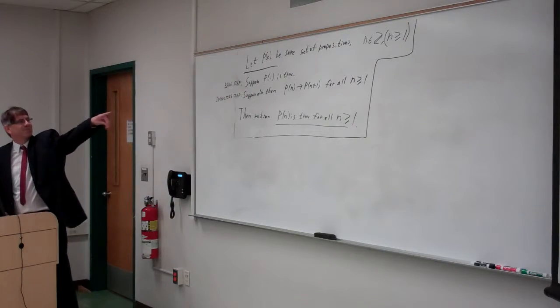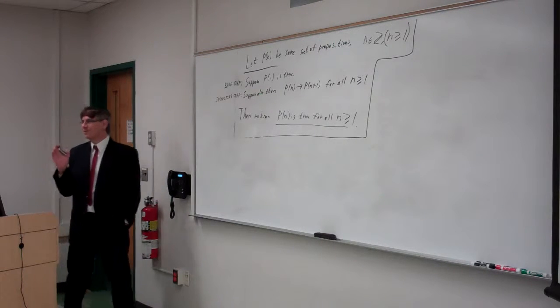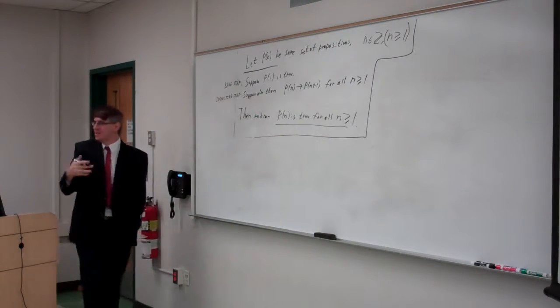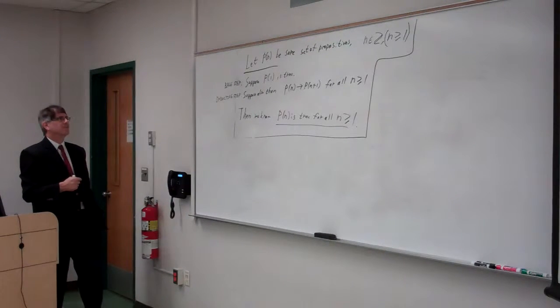Because we're implicitly using the fact that the integers are ordered. And that if we start from 1 and we count in that order, we'll eventually get to any integer. We can get to every integer in that way. So this only works with countable cases.